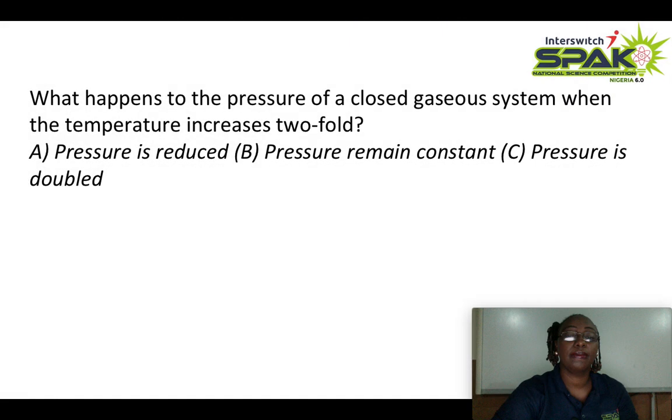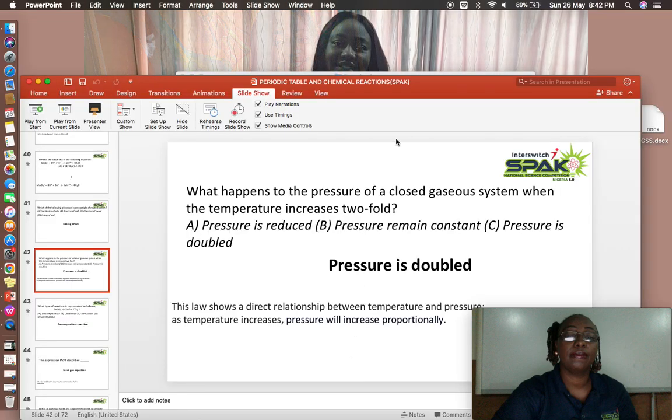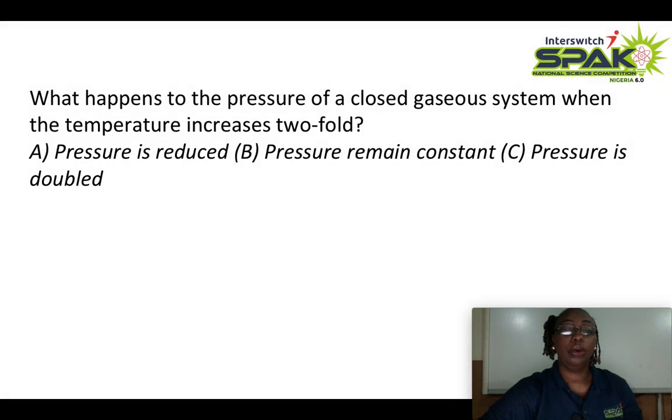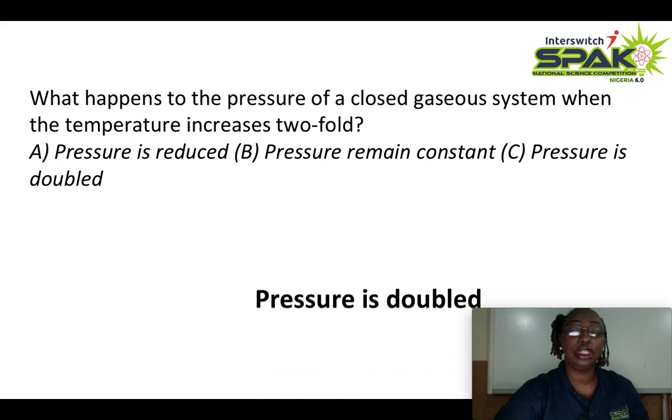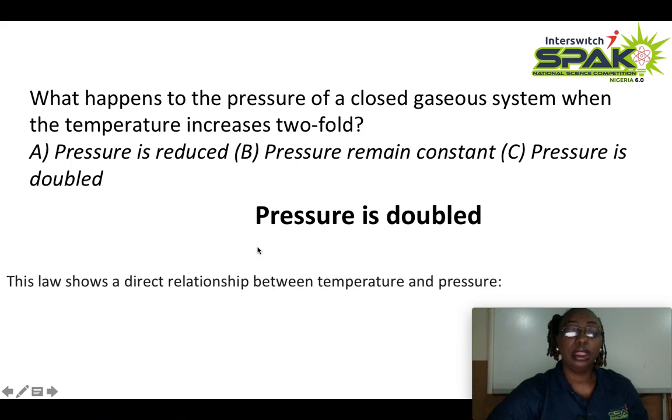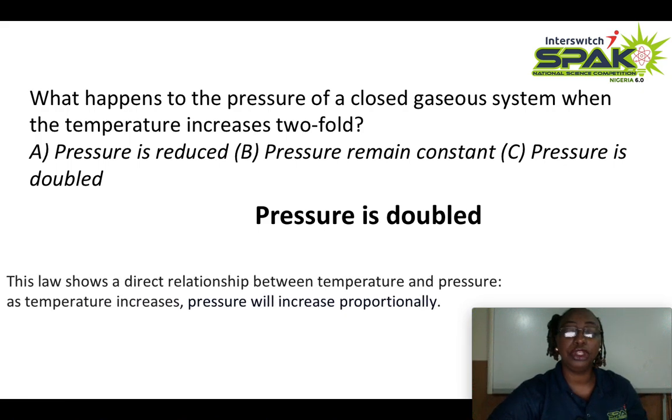What happens to the pressure of a closed gaseous system when the temperature increases twofold? Pressure is reduced, pressure remains constant, pressure is doubled. Increases twofold. So what do you think the answer is? The answer is pressure is doubled. This law shows a direct relationship between temperature and pressure. As temperature increases, pressure will increase proportionally.